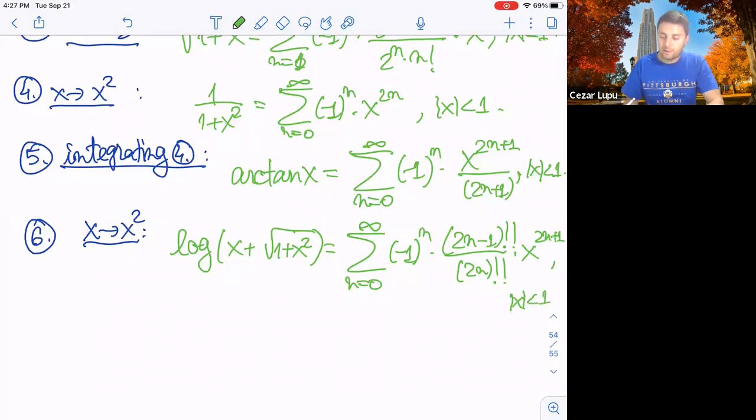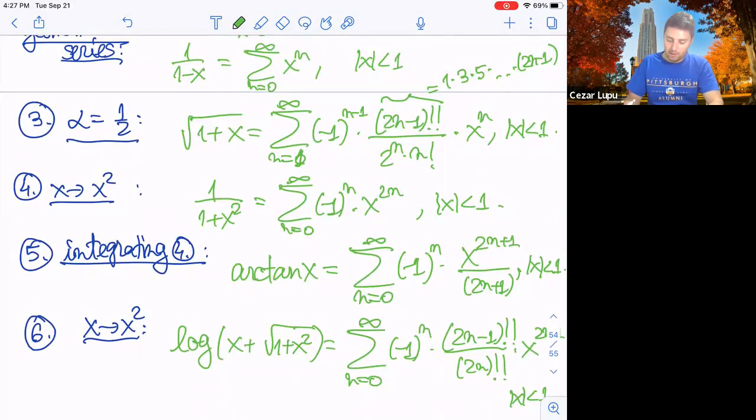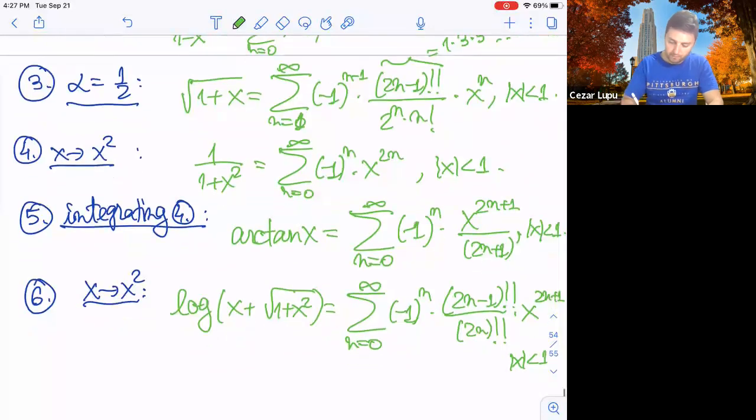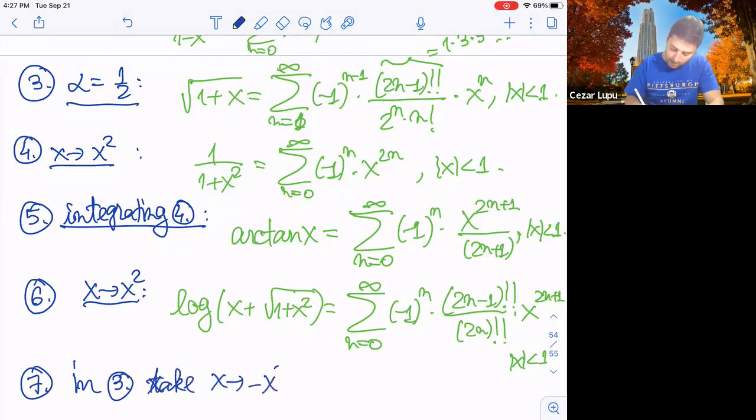What else do we have? If I take number 3, right? So in number 3, if I take x to negative x squared, so take x to negative x squared and integrate.